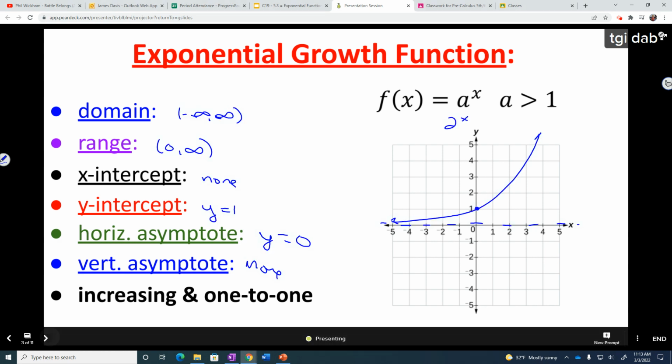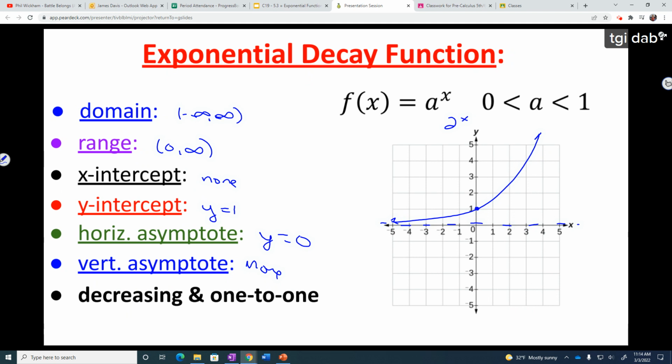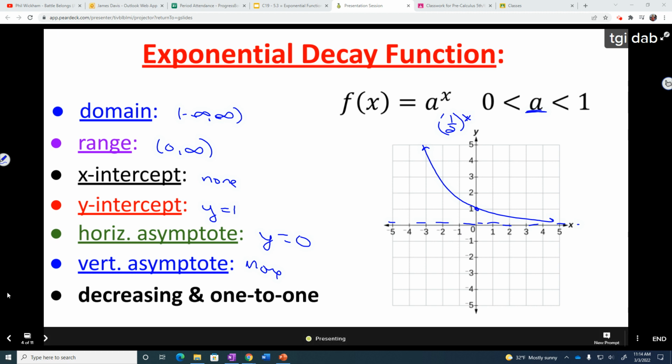And then we also had exponential decay, which the only thing that's different about that is the a is a fraction or decimal. So if I change this to 1/2 to the x, that'd be exponential decay. It looks almost the same except it goes down, and this is all the same. So this is just decreasing. That's what we did yesterday along with the Desmos if you weren't here for some reason. So today we're going to be graphing these with a little bit more going on.